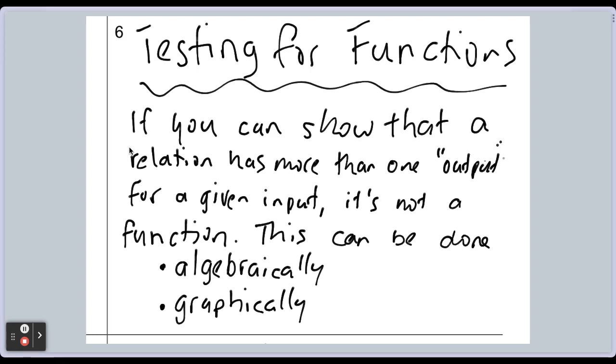I know you guys are falling asleep. I should have probably not done the stuff on domain and range yet. That's my bad. I should have got you into practical work already.